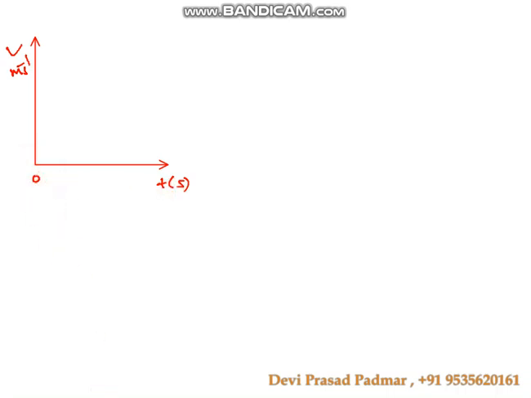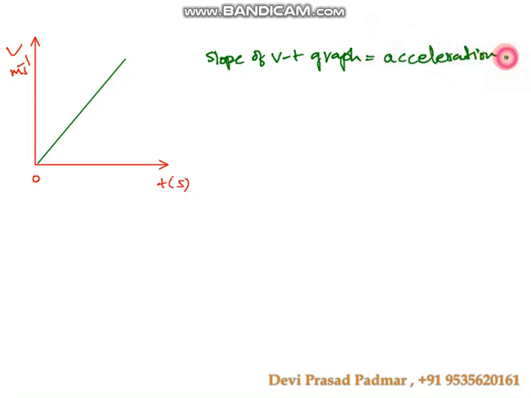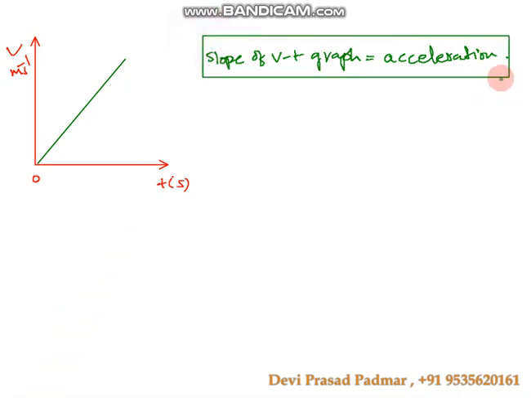Now if you have a graph like this, how do we calculate acceleration from this VT graph? Please remember, always the slope of the VT graph gives acceleration. Very important: the slope of the velocity time graph gives acceleration.